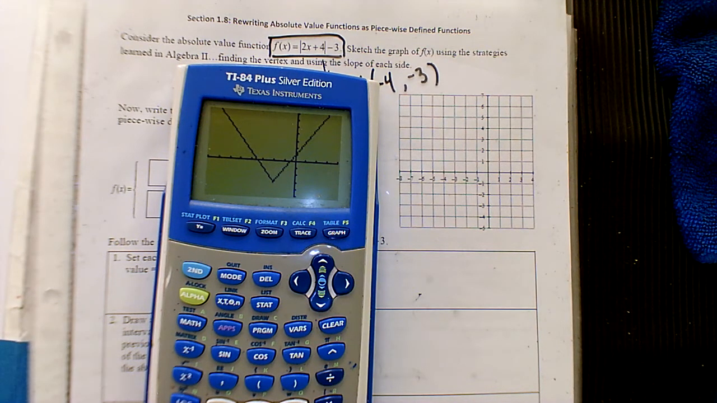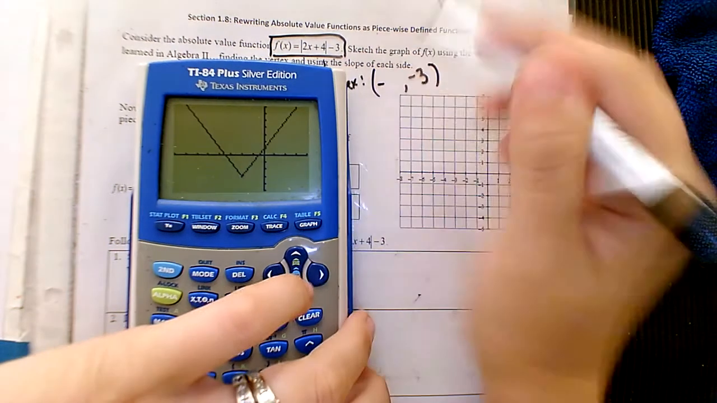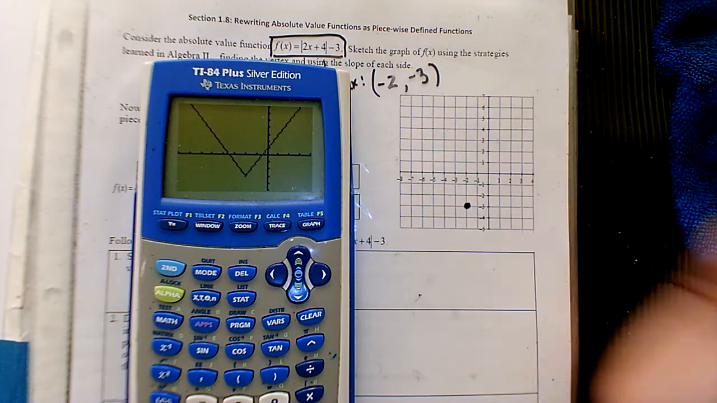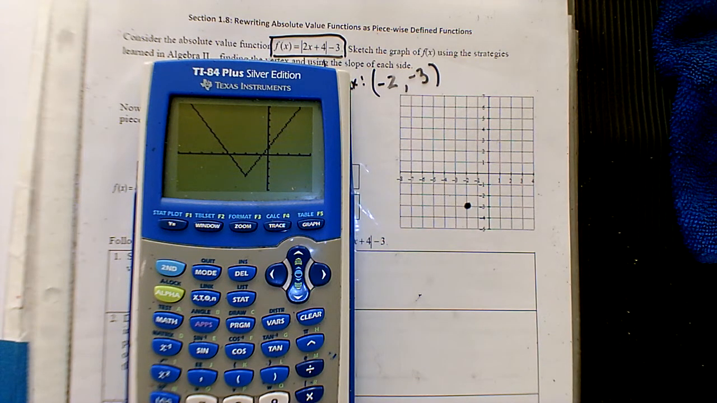So it's a V shape, just like we said it should be. Were we right with our vertex location? Unfortunately not. Where is the vertex? -2, -3. So why do you think our vertex was off? I mean, we identified the transformations, I thought. Why is it a -2 and not a -4? Can we take a guess?